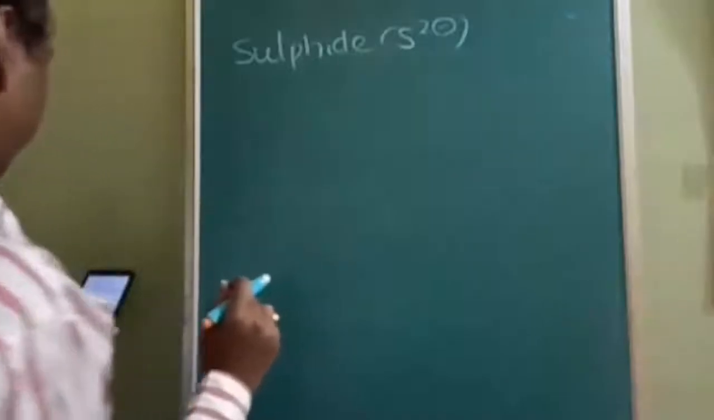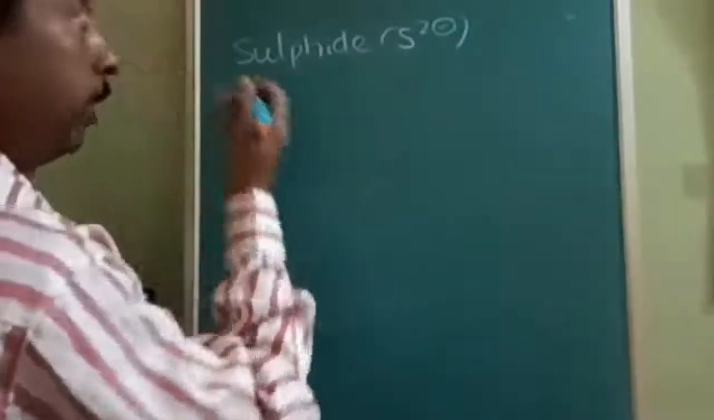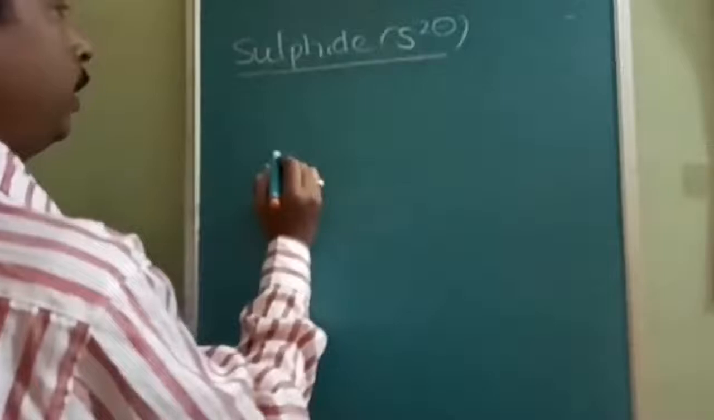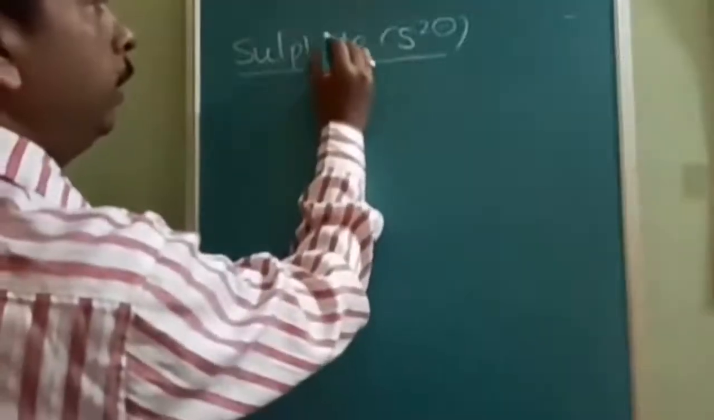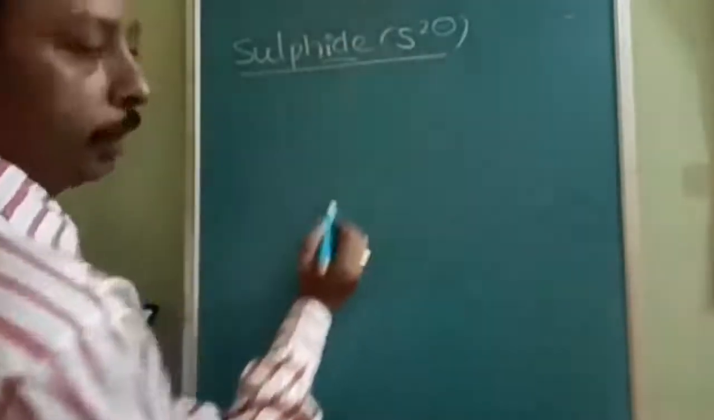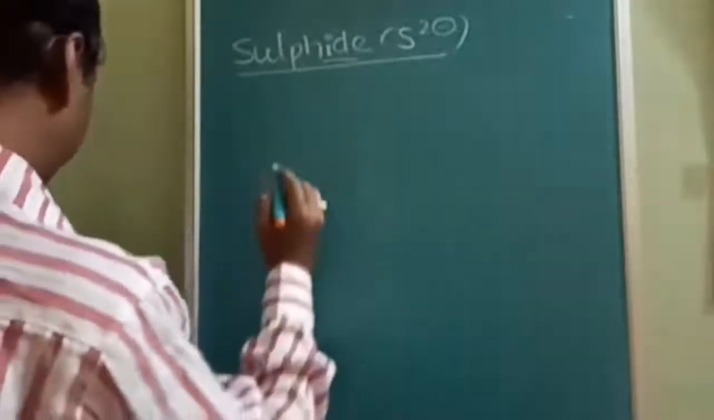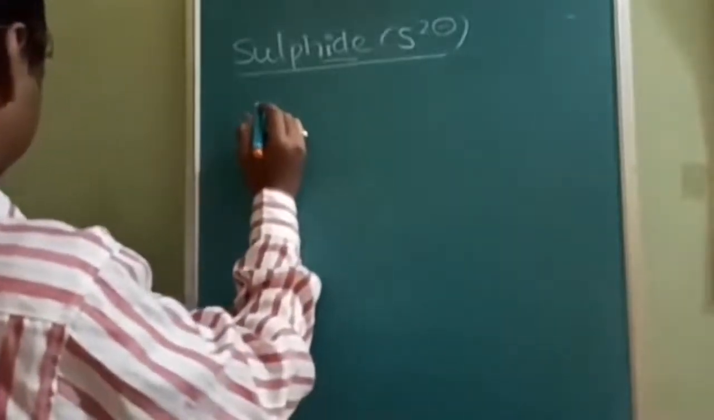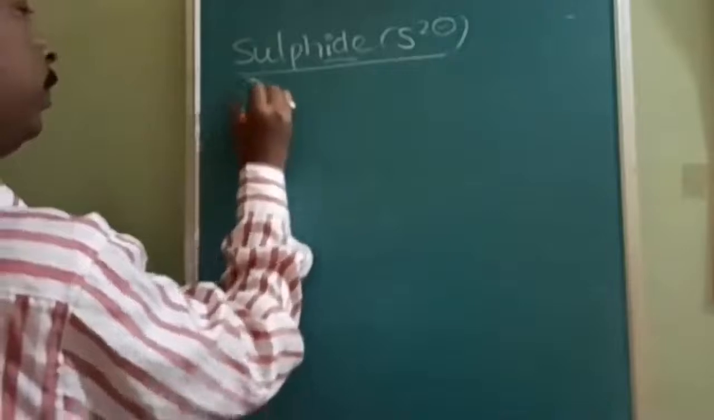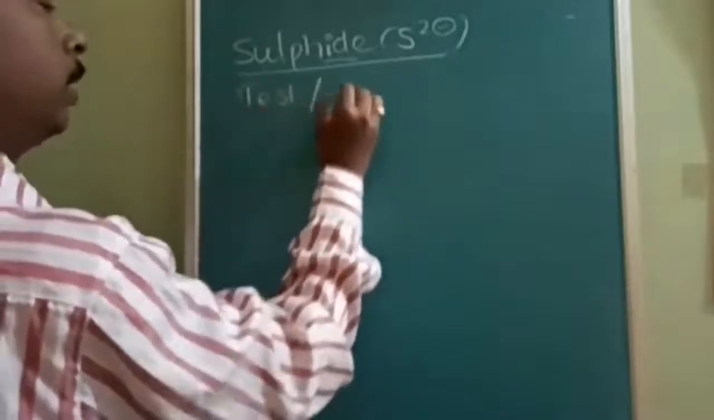Okay, after identification of sulfide, we are at the next anion, the acidic radical sulfide, S2-. Okay, this is sulfide, therefore there is no oxygen. So write down the test or observation. First is the test or observation.